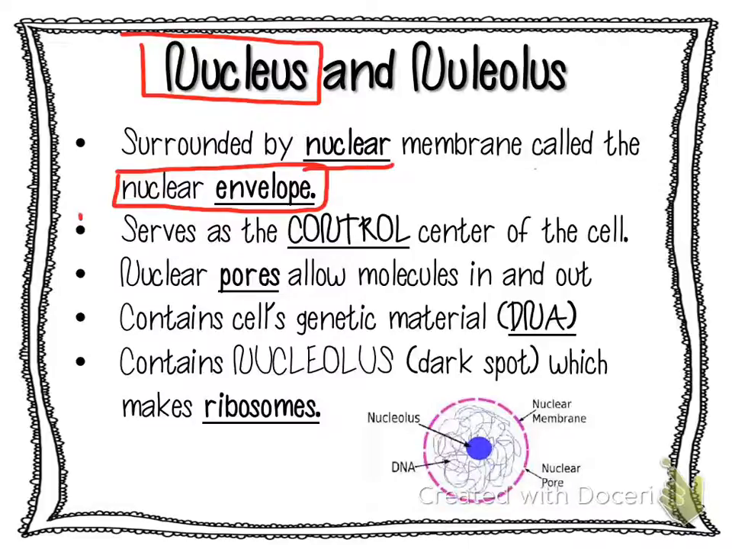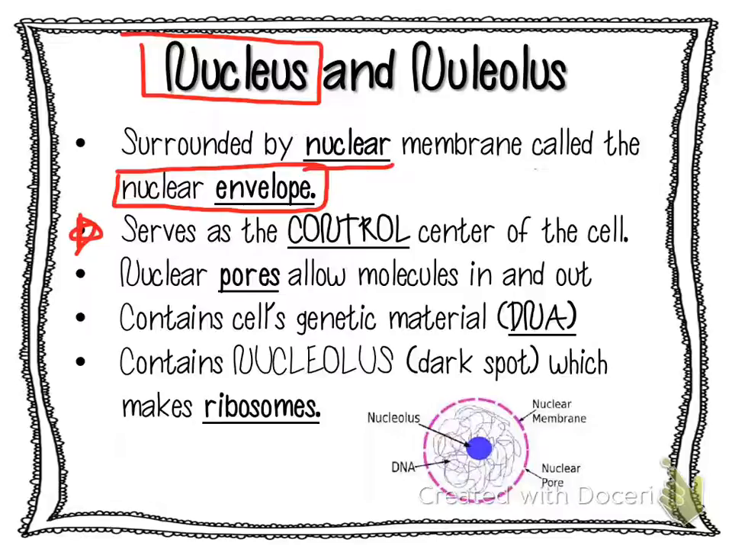As I said before, this nucleus serves as a control center of the cell. So if we were in our school, what do you think would be the control center of our school? Think about what part of the school that would be. We're going to be going on a tour later this week where we are going to figure out how the parts of the school are like the parts of a cell.